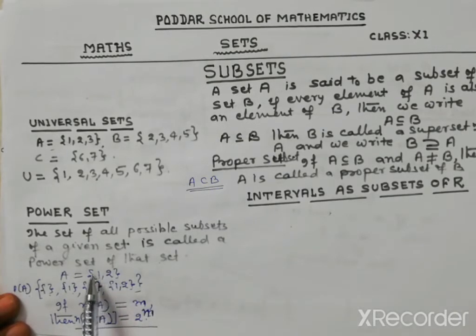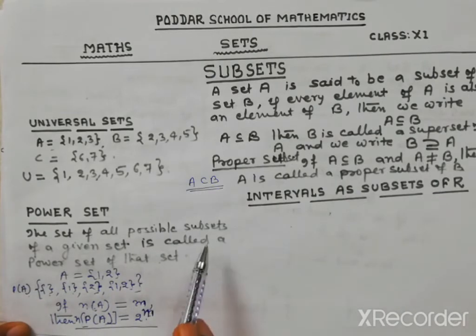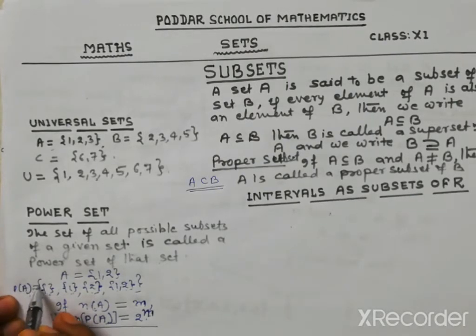So getting the number of elements of the given set, we can find how many possible subsets will be formed. I think it is clear. Power set: the set of all possible subsets of a given set is called the power set of that set. If A is equal to {1, 2}, then possible subsets are the null set, the set containing 1, the set containing 2, and the set containing 1 and 2. So there are 4 possible subsets of the given set A, and if you make the set of all these 4 subsets, that will be equal to the power set of A.